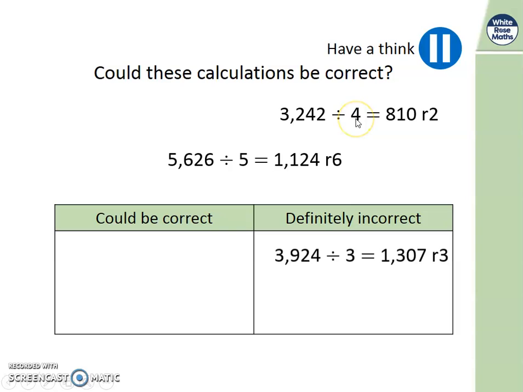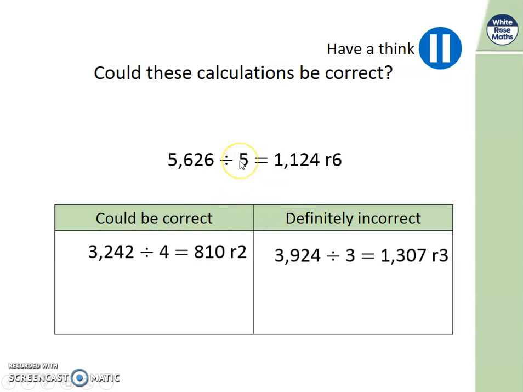It goes down here. Let's have a look at this one. We're dividing by 4. Can we have a remainder of 2? Yes, because if we divide by 4, we can have a remainder of 1, 2, or 3. So this could be correct.